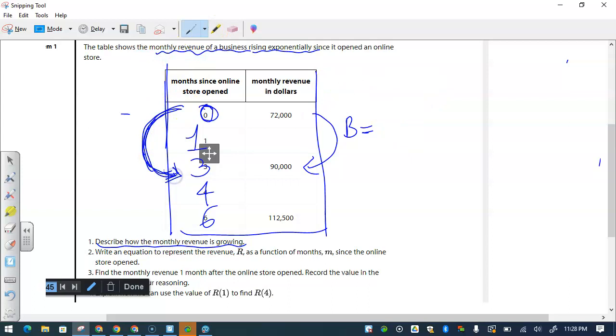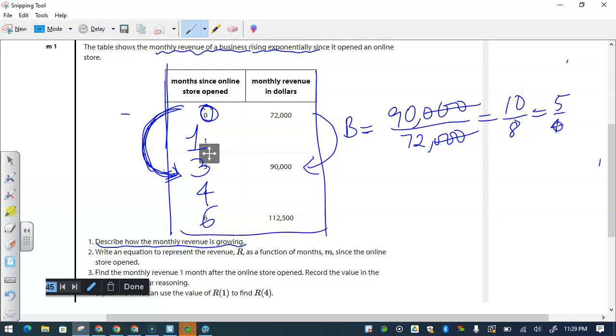For 3 months, the growth factor will be 90,000 divided by 72,000. I want you to copy this on your paper so that you really understand. Because there are 3 zeros, we can just cross them out. You can use the calculator if you want, but I think I can do this manually. 9 times 10 is 90, 9 times 8 is 72, and you can still reduce this, and you get 1.25. So that's the growth factor.